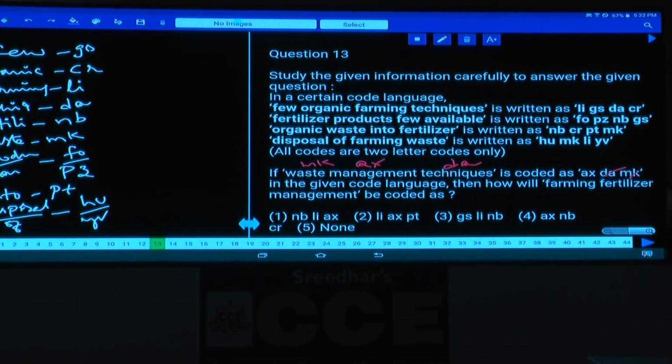Then how will farming fertilizer management be coded? Farming fertilizer management, farming is LI and fertilizer is NB. Now management, what is the code to this word management? AX. Hence, what is the answer here? LI, NB, AX in any order, and it is given in choice 1.